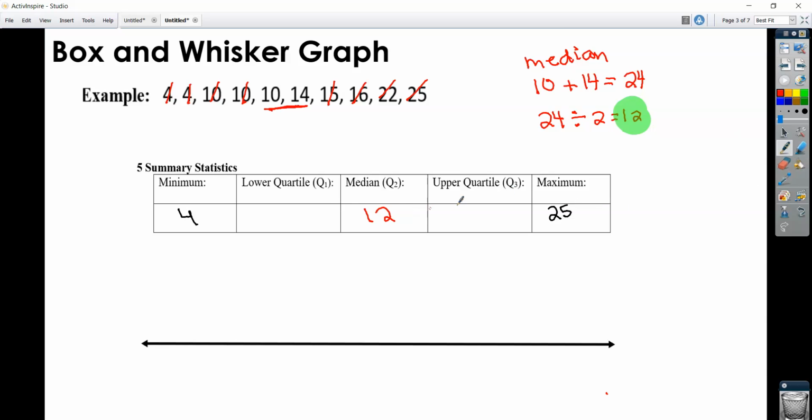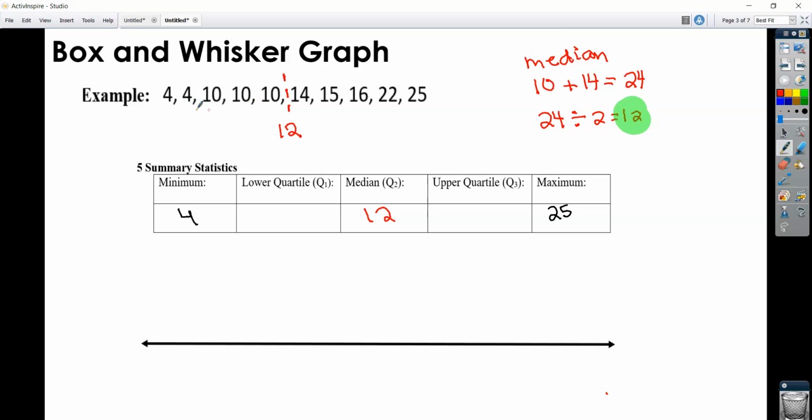Now it's time to find the lower quartile and the upper quartile. This is the easiest way to do it, so let me show you. I'm going to erase all this so I can look at my numbers clearly. First, we found that the median was 12. That means the median is in between 10 and 14. So now, in order to find the lower quartile, I'm going to pay attention to the numbers that are on this side of 12.